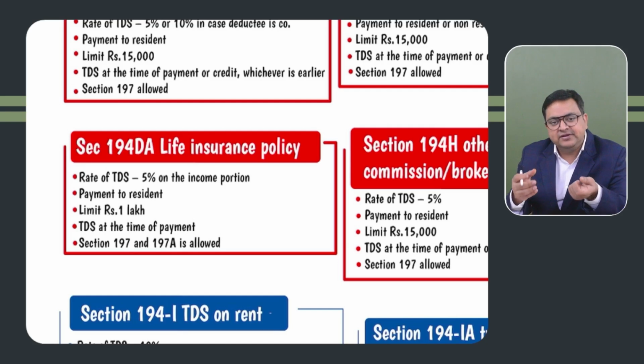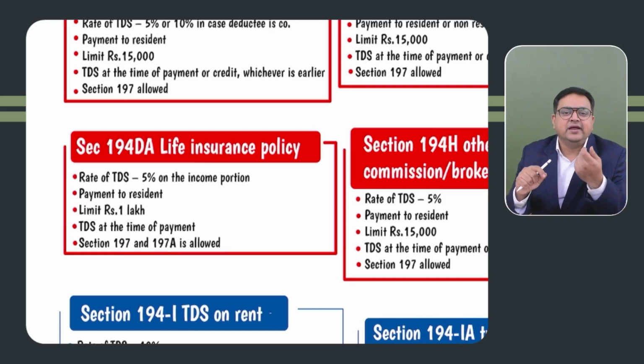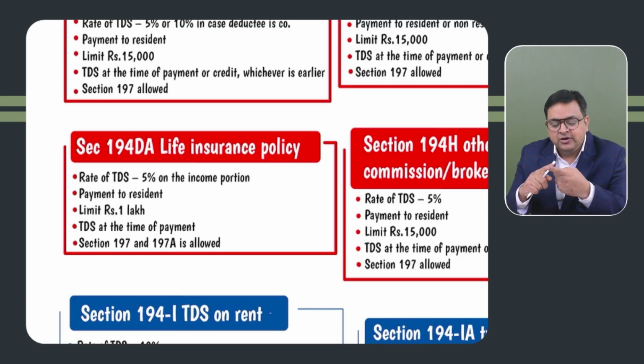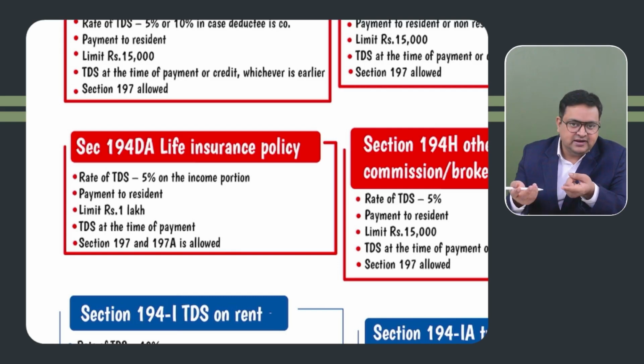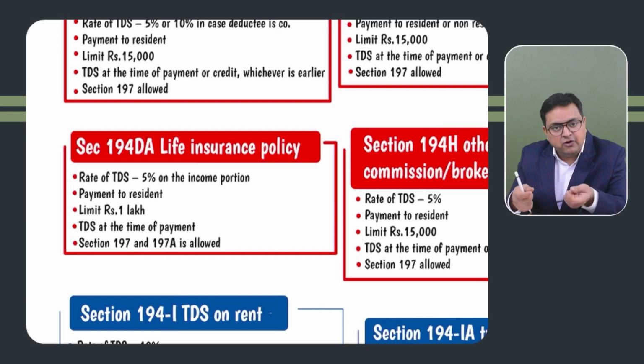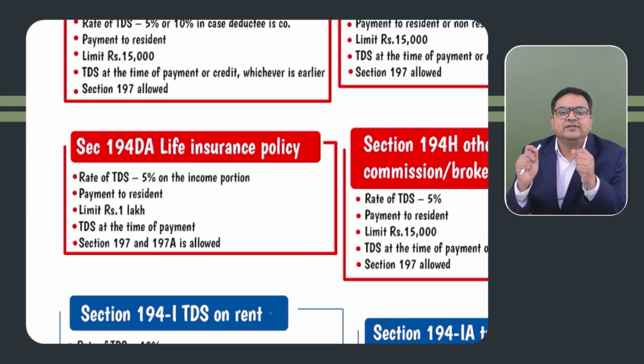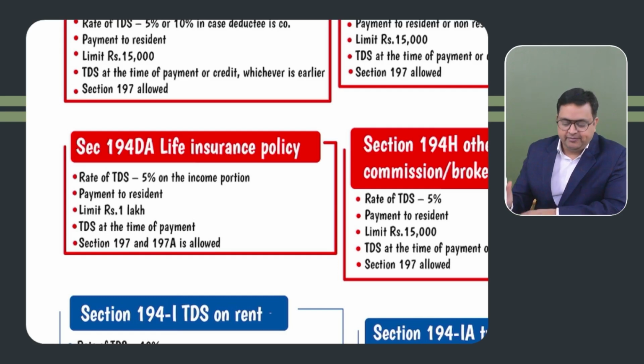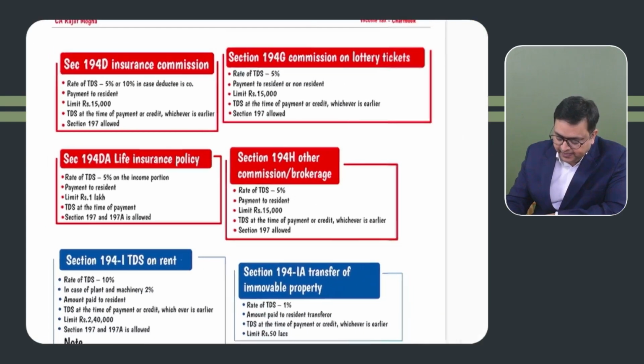What is income portion? Whatever the amount which you receive on maturity, including bonus, extra amount which you are receiving, minus the premium paid during the tenure of this policy. Just subtract that, you will get the income portion. So please apply 5% rate of TDS. Got it? So please remember, on low premium policy, because it is an exempt policy, no TDS would be applicable. On high premium policy, TDS would be applicable only if the amount which you are receiving on maturity, including bonus, is more than 1 lakh rupees, then TDS would be applicable on the income portion.